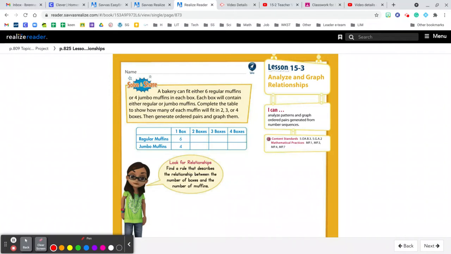So if one box we could have 6 muffins in, 2 boxes we would double that, so we would get 12 muffins. 3 boxes we would triple that, 18 muffins. And 4 boxes would be 6 times 4, 24 muffins. In one box for the jumbo muffins, we have 4, and 2 boxes would be 4 times 2, 4 times 3, and 4 times 4.